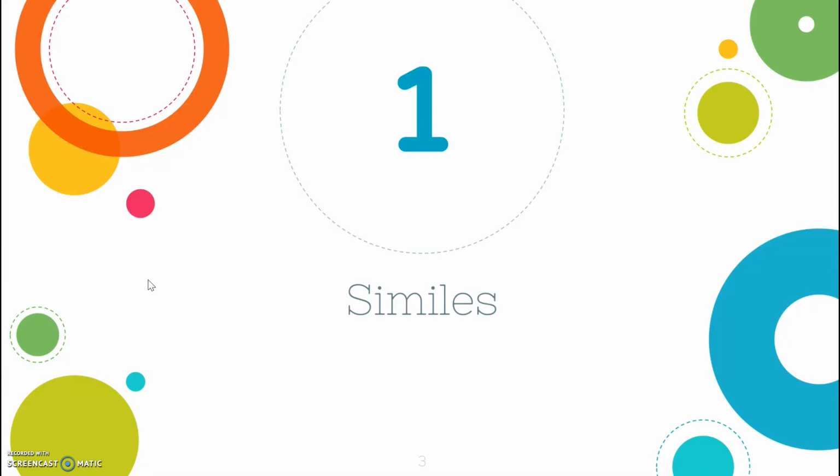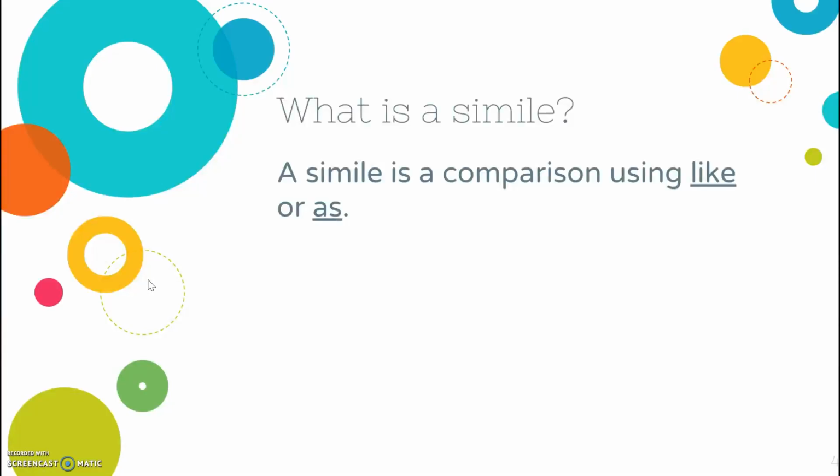So, first we're going to talk about similes. A simile is a comparison using like or as. So today we're just focusing on comparisons. Similes and metaphors are both different types of comparisons. The main thing to remember is that similes use like or as for their comparison.